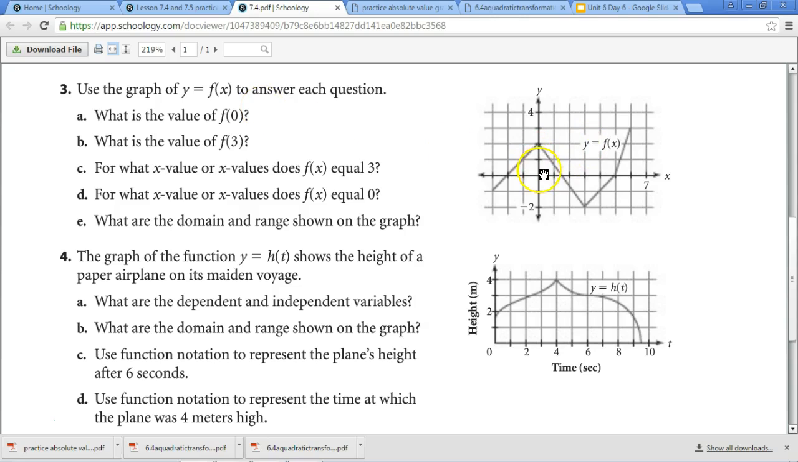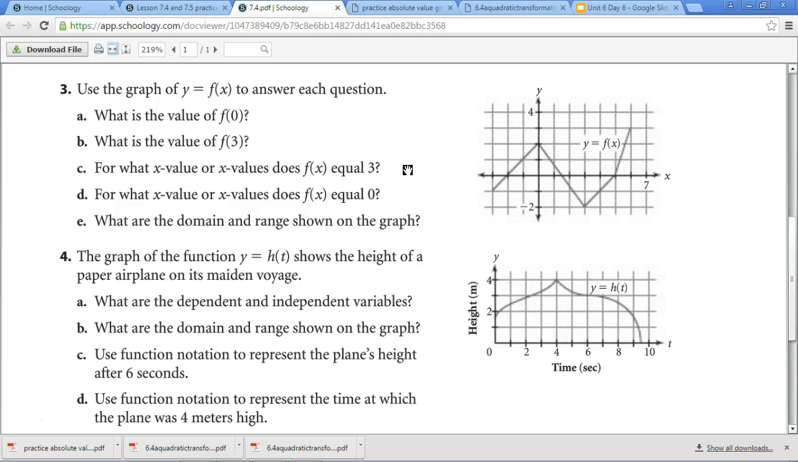So I find 0 on the x-axis. Do you see the hand there? And if I go up, so what is here on the side? f of 0 means my input is 0. If I input 0, how high, how tall is my function? And it goes up to 2. So the answer for A would just be 2. It's my y value given that x is 0. So try B by yourself.